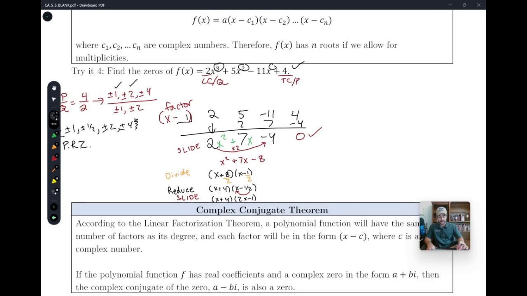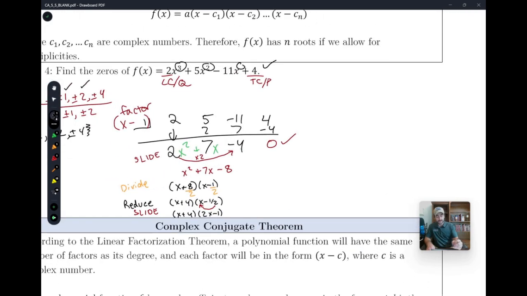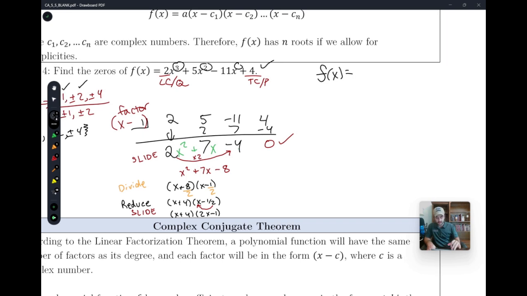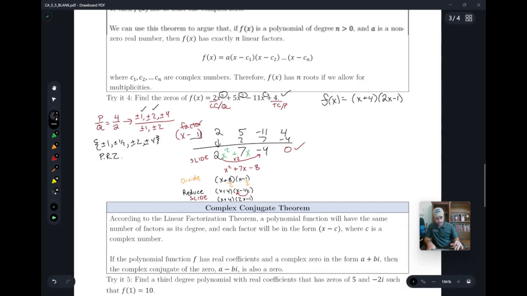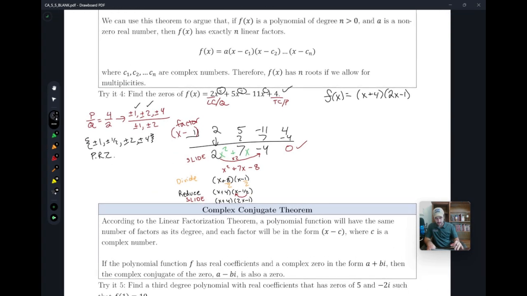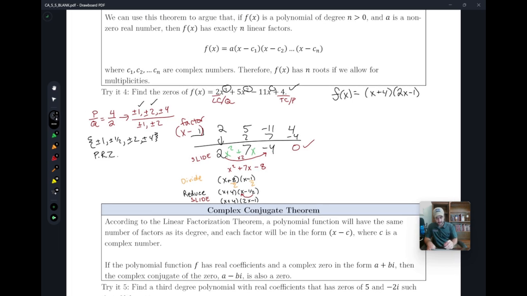All right, so we've got ourselves our factors now. It said find the zeros. First, before I find the zeros, I want to find fully factored form, just so I remember what we did here. So we have x plus 4, 2x minus 1, and where was our first factor? X minus 1? X minus 1 out there.